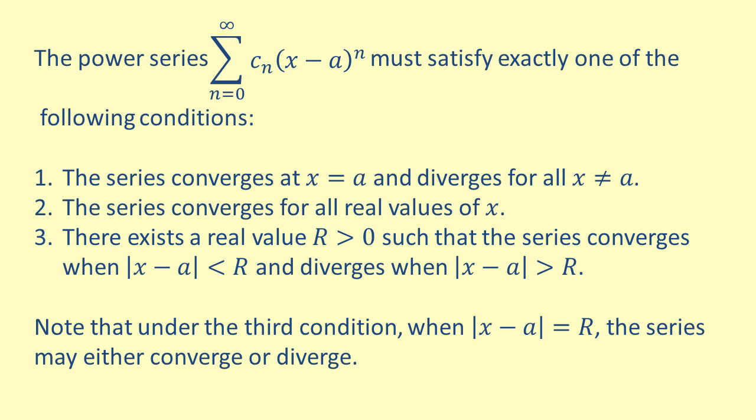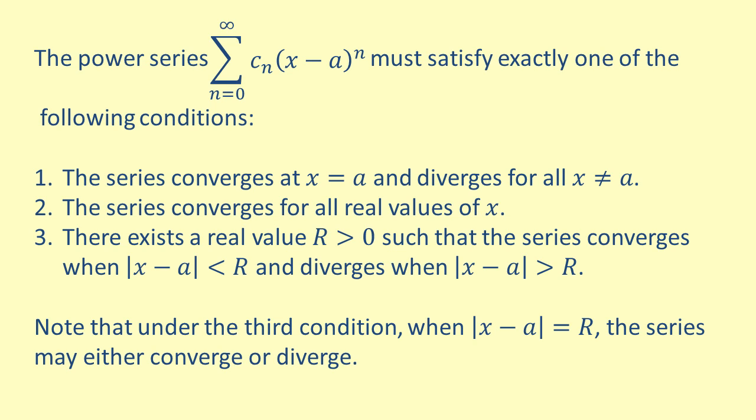In this case, we would notice that the x minus a term would become 0, and therefore the whole series would be 0. The second condition states that the series converges for all real values of x. This one is pretty straightforward in saying that no matter what value of x we choose, the series is going to converge. The last condition is a little more involved.